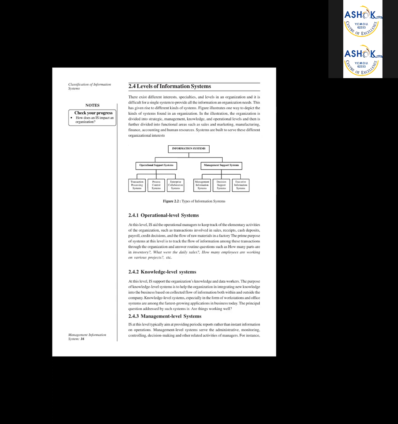Information systems: first one, operational support systems, and second, management support systems. Operational support systems first include the transaction processing system, second the process control system, and third the enterprise collaboration system.